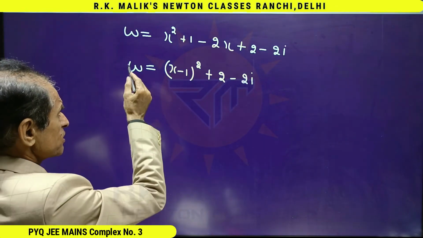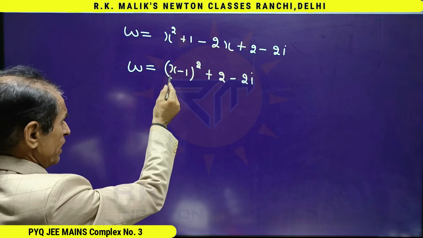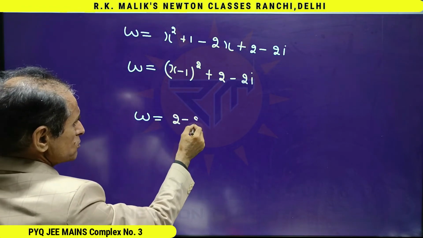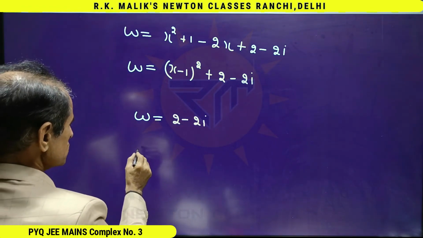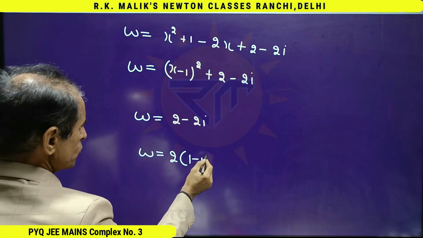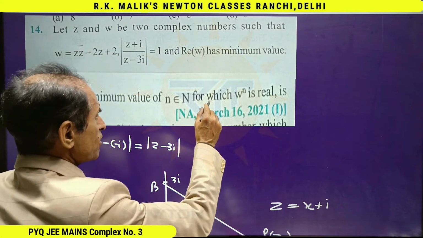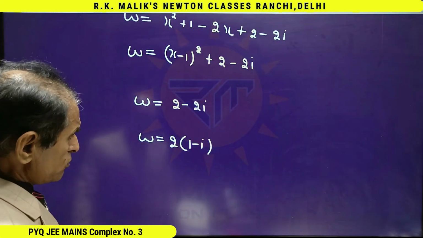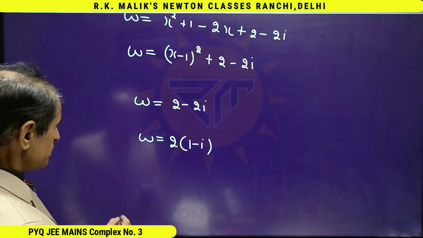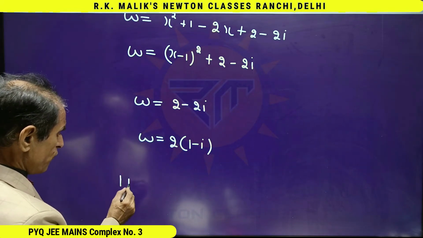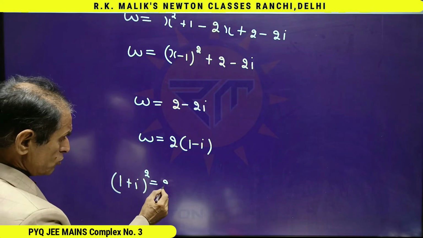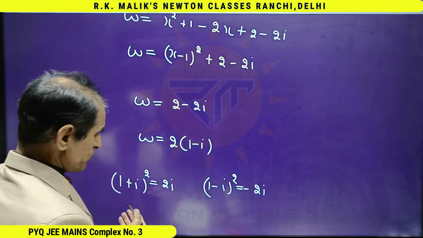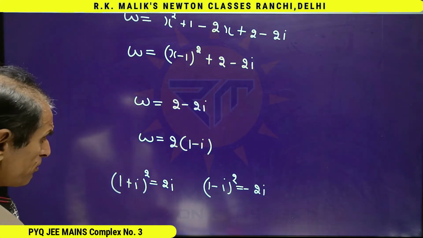It is clear that the real part of W will become minimum when x is 1, and when x is 1, W becomes 2 minus 2i. Hence the value of W is 2 into (1 minus i), and you have to find the minimum value of n so that W to the power n is real. I have told many times in many lectures that it is very useful to know that (1 plus i) to the power 2 is 2i and (1 minus i) to the power 2 is minus 2i. This is a very useful concept to remember.